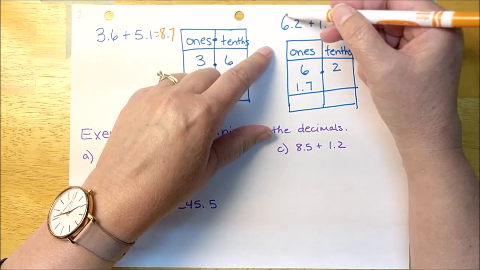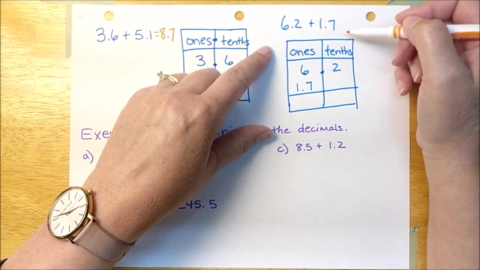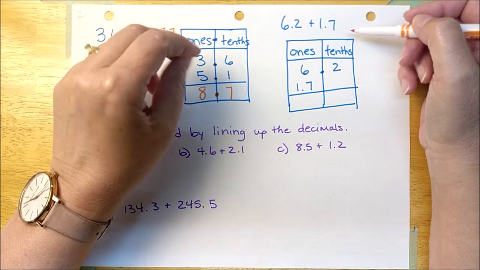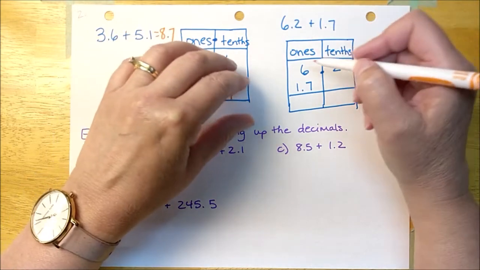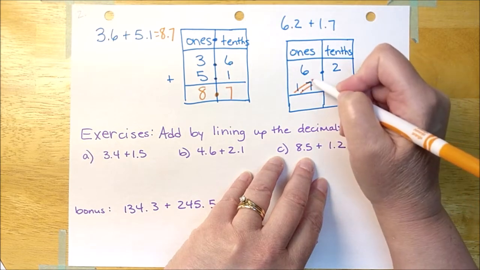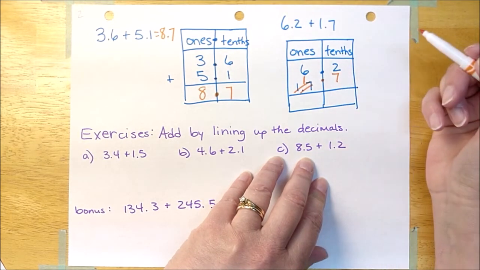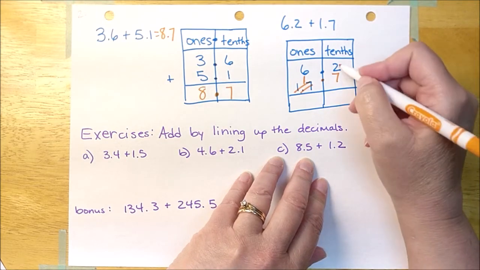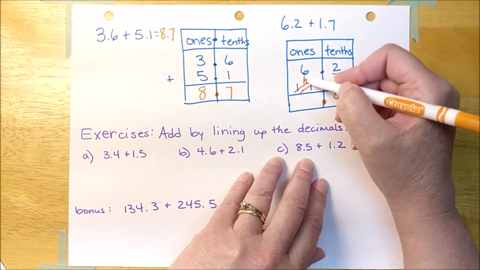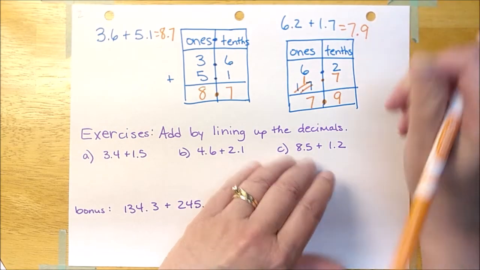So here's my question, 6 and 2 tenths and 1 and 7 tenths. And I put it into my chart. Did I do it right? No, I did not line up my decimals. I did not put them on top of each other. So I will rewrite this so that it is a 1 decimal 7. Now I can add. 2 and 7 is 9. Put my decimal there. 6 and 1 is 7. So my answer is 7 and 9 tenths.